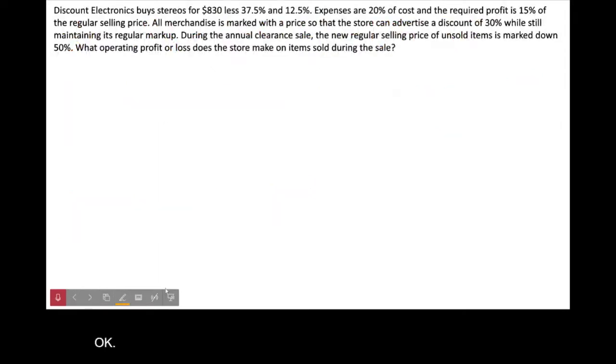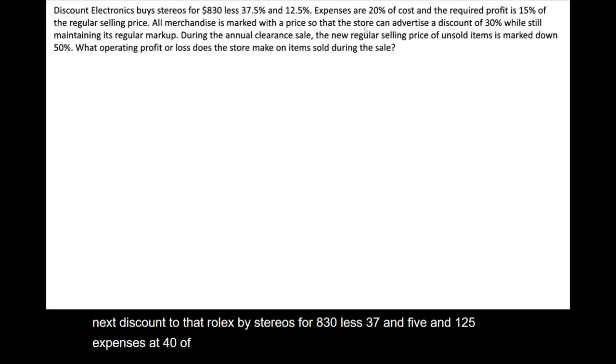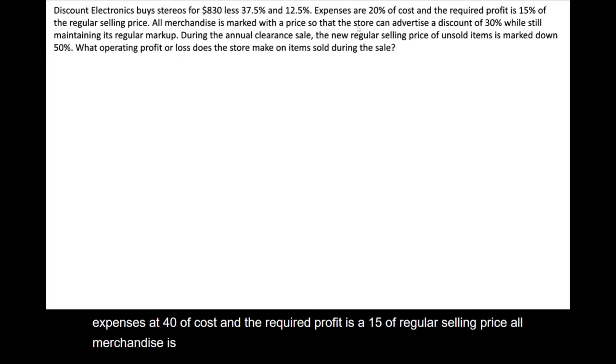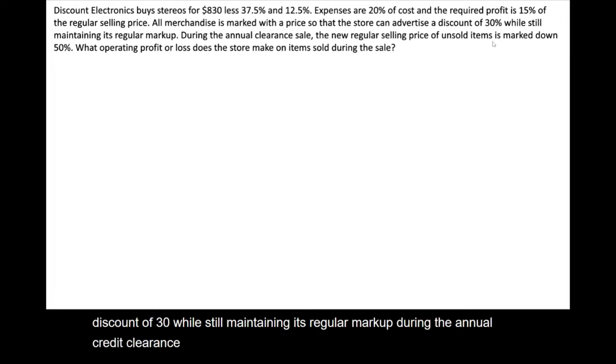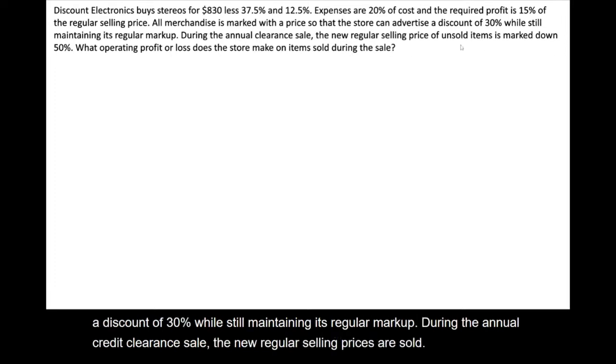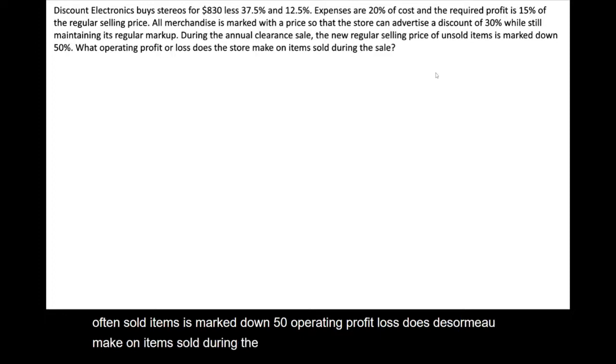Okay, next. Discount Electronics buys stereos for 830 less 37.5 and 12.5%. Expenses are 20% of cost, and the required profit is 15% of the regular selling price. All merchandise is marked with a price so that the store can advertise a discount of 30% while still maintaining its regular markup. During the annual clearance sale, the unsold items are marked down 50%. What operating profit or loss does the store make on items sold during the sale?